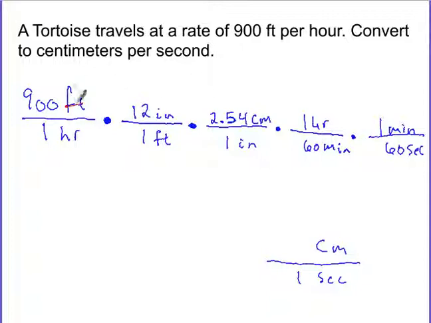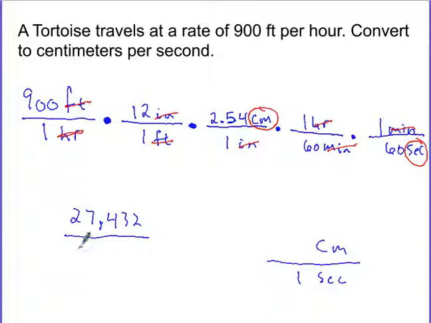I can cancel out feet and inches, and I have left as a unit measurement centimeters. I can cross out hours, and I can cross out minutes, and I have left as a time measurement seconds. That's what I want, centimeters over seconds. Now we just have to do the math. 27,432 over 3,600 seconds. 60 times 60 is 3,600.